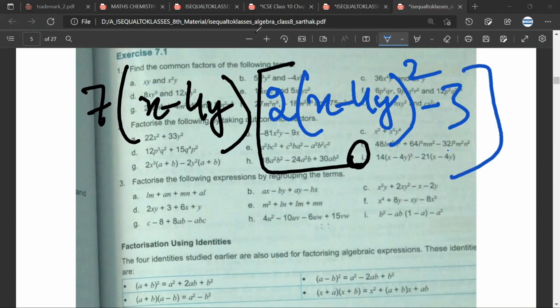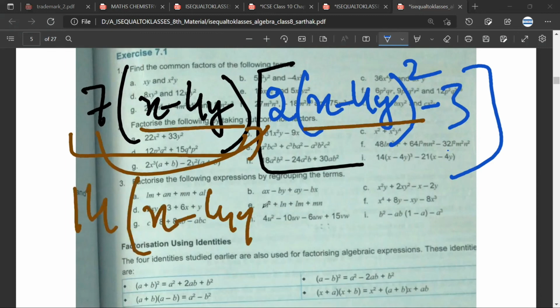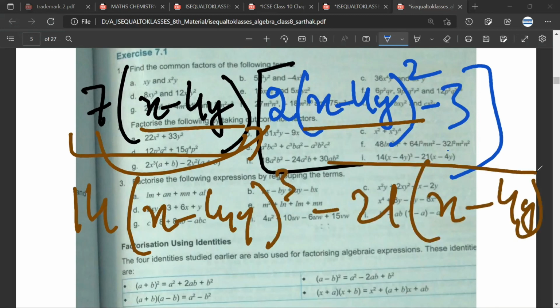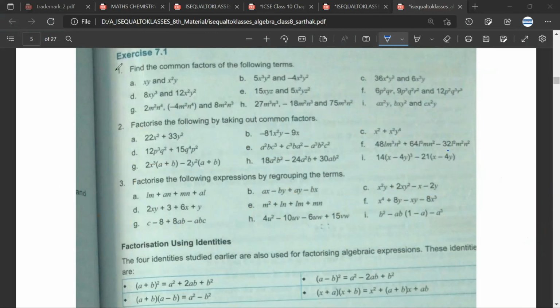No, sir. So, again, if I want to check my answer, what I'll do is I will multiply these terms. So 7 2s are 14. (x minus 4y) into (x minus 4y) square is (x minus 4y) cube, minus 21(x minus 4y). Mr. Sarthak, is it making sense or not? Yes. So in factorization, this is step number 1, where you just take the common factors out. Would you be able to do question number 1 and question number 2?